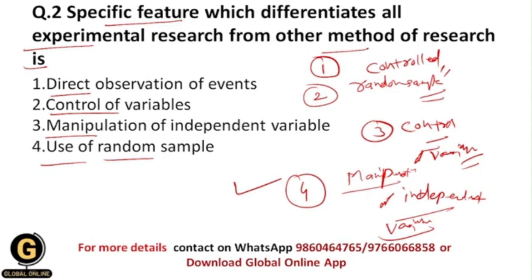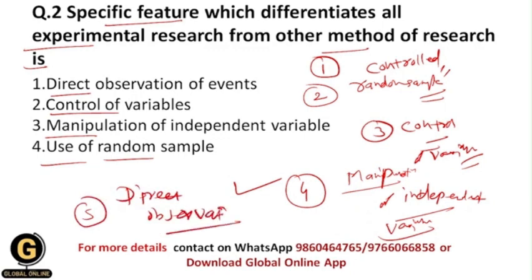Okay, and another salient feature is direct observation. You can do direct observations in this research method as well, but this is not the unique feature, and that's why the correct answer for this question is 3, that is manipulation of independent variable, because this is the unique feature of the experimental research method. Other features are there in the experimental research method, but these features are there in other research methods also. Okay.